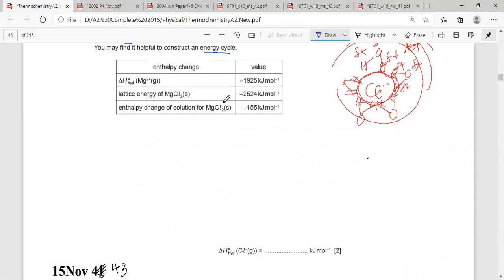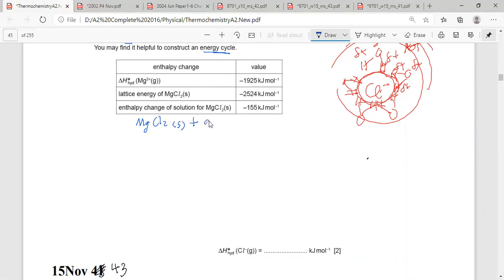All right. So how do you start the whole thing? You always start with the heat of solution. You may not know the value, but it's okay. So MgCl2 solid. Here the solution is 1 mole of the compound, isn't it?